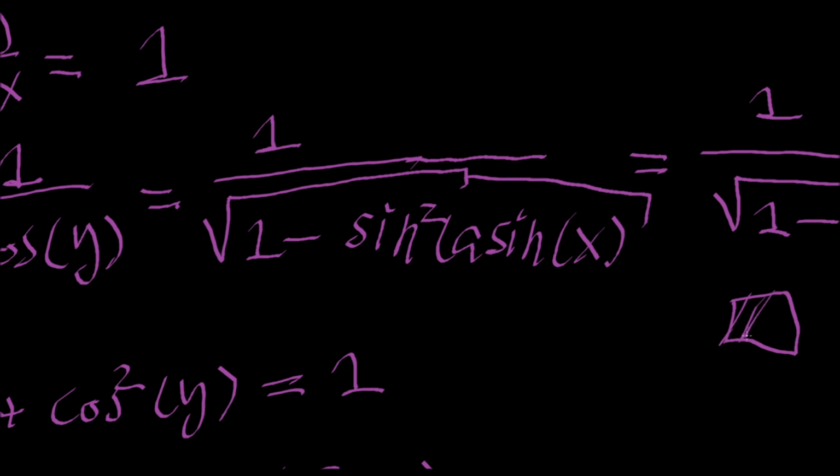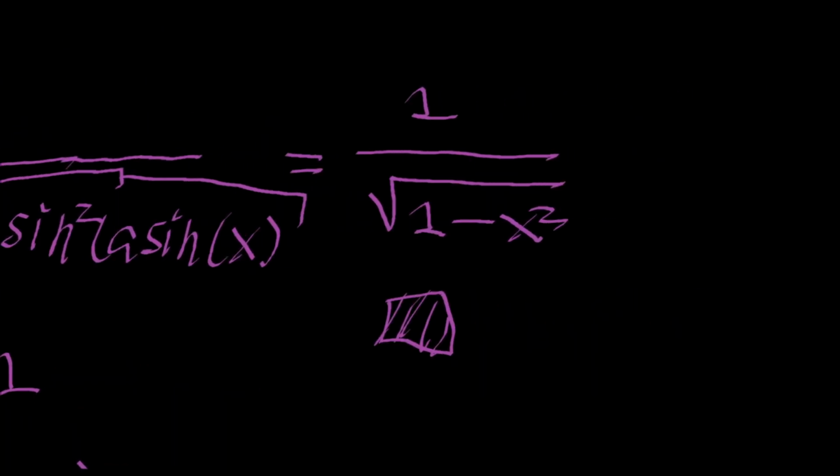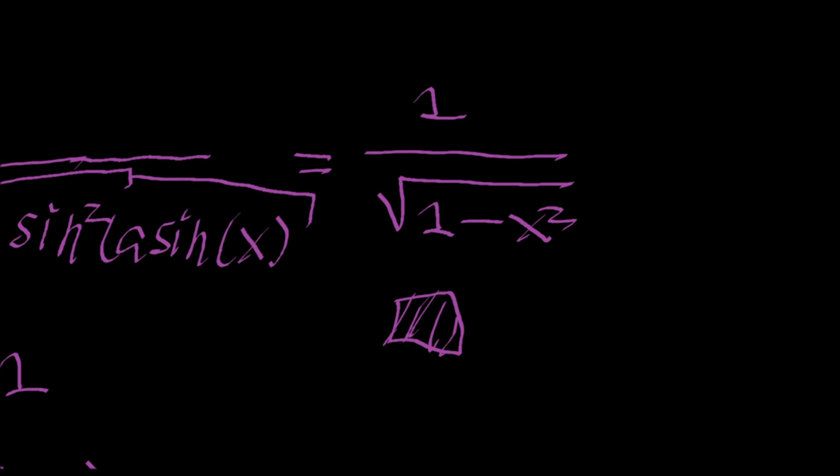And we are done. The derivative of arcsine of x is equal to 1 over the square root of 1 minus x squared. And yeah, that's it.